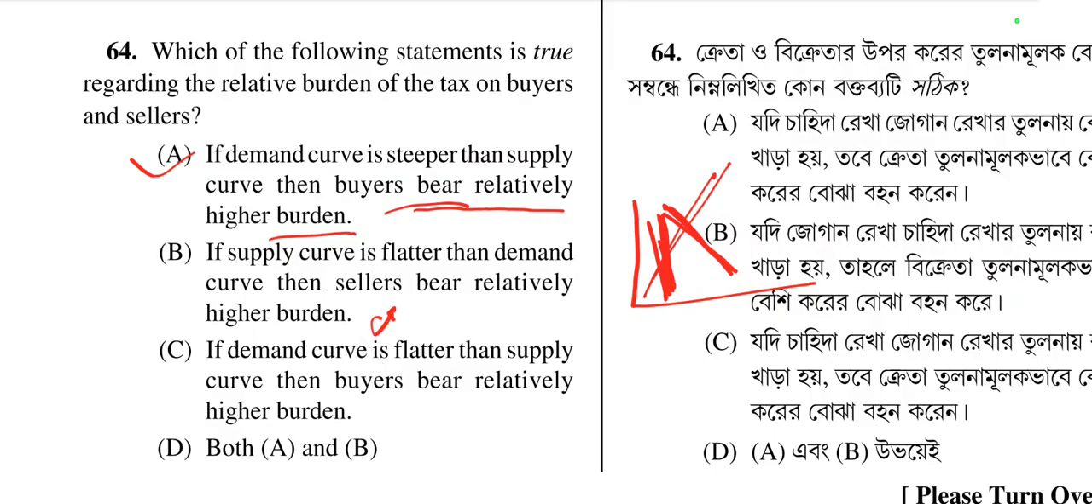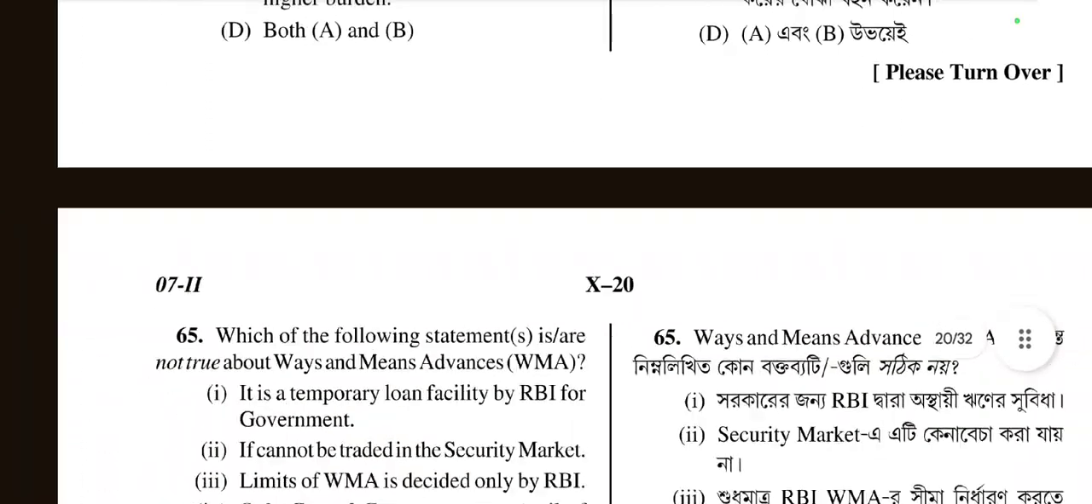No, this is incorrect. This is the reverse concept. If the demand curve is flatter than the supply curve, then buyers bear the higher tax? No, sellers do. So this is also incorrect. So only option A is the correct choice according to question number 64. A is the right answer.